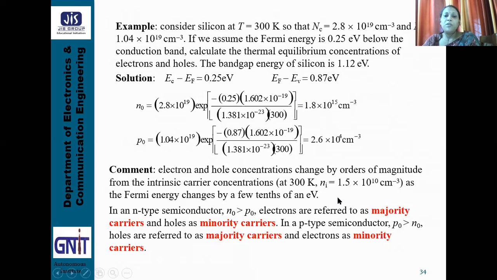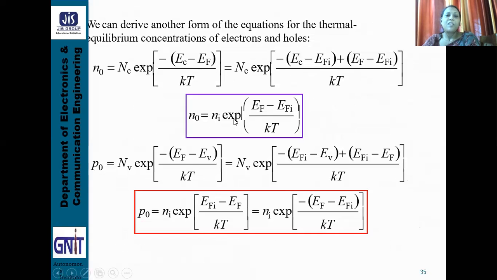So moving to the next slide, we can derive another equation. This has already been mentioned in an earlier slide. Again, a detailed elaboration has been given here.